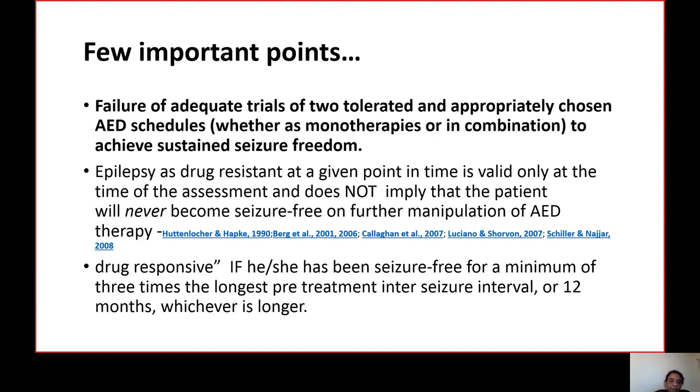In the first description, when we talk about drug responsiveness, now we know that we were talking about refractoriness, but now if we are saying drug responsiveness, that means the patient has been seizure free for a minimum of 3 times the longest pre-treatment inter-seizure interval. Meaning that before the treatment, if the child had an inter-seizure interval of 3 months, and this child has been seizure free following the drug treatment for about 9 months or more, that means the child has drug responsiveness. Or they take it as 12 months or 1 year, roughly, whichever is longer. So obviously if 1 year is used, that means 1 year is a longer duration than the 9 months. So that is how we describe drug responsiveness.